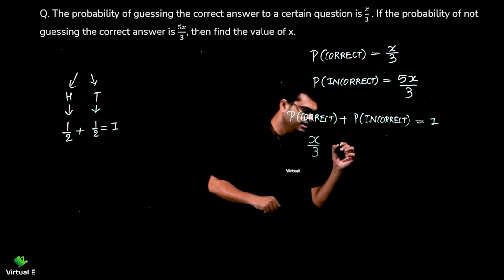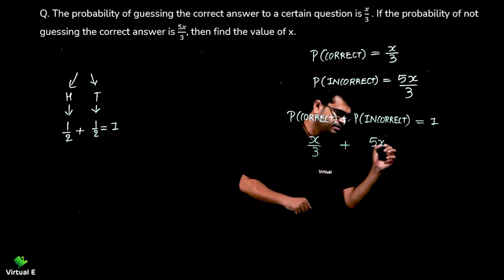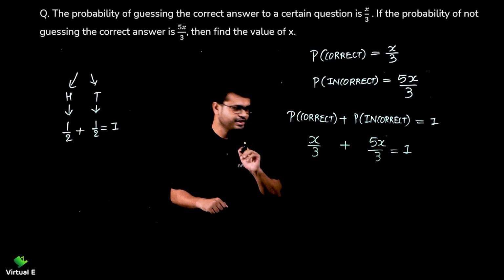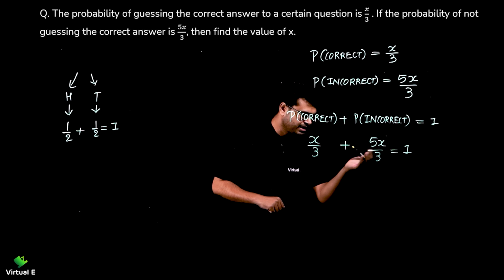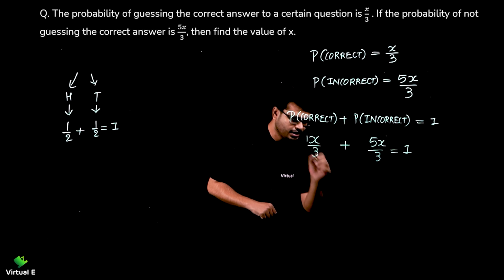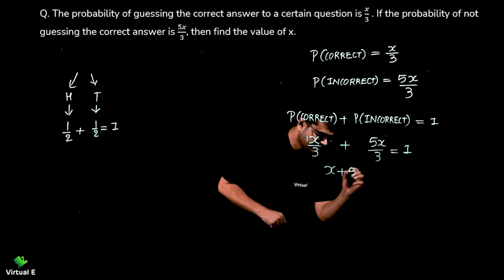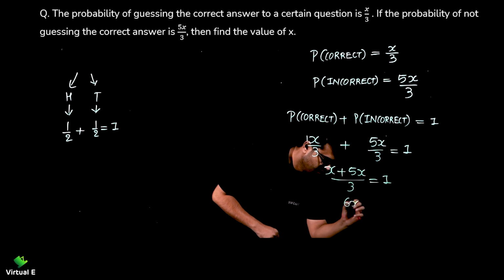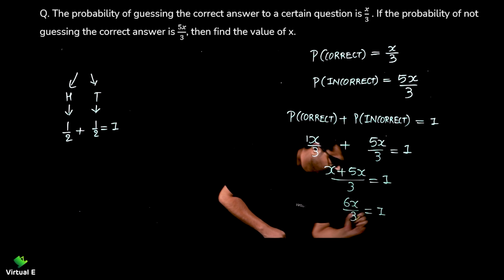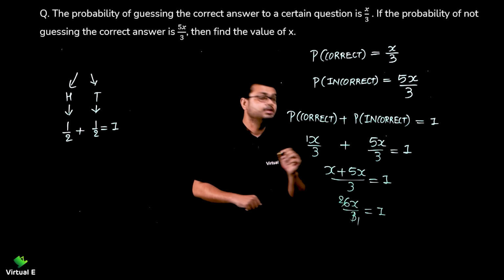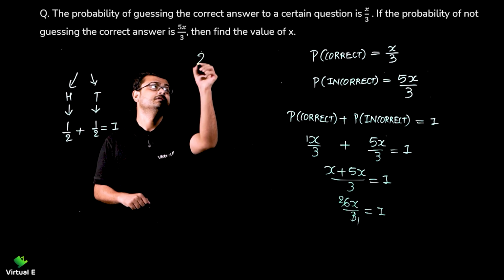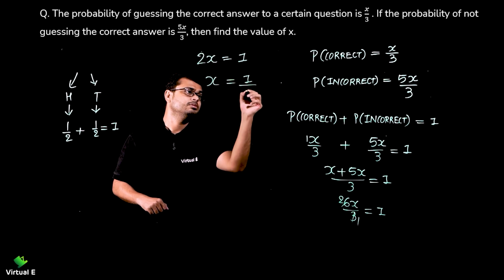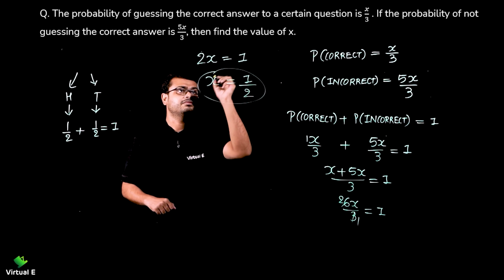So x by 3 plus 5x by 3 is equal to 1, right? This is a linear equation in one variable. So let's solve it. Here see, x by 3 plus 5x by 3 is equal to 1. So we can write x plus 5x by 3 is equal to 1. So 6x by 3 is equal to 1. 3 twos are 6, so here it is 2x is equal to 1. So x is equal to 1 by 2. That's the value of x.